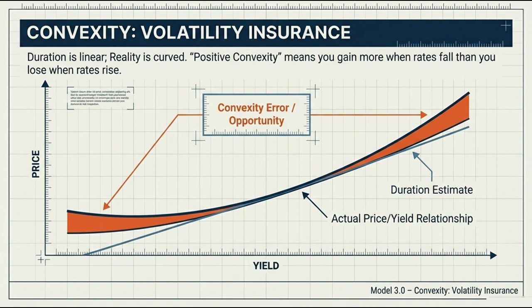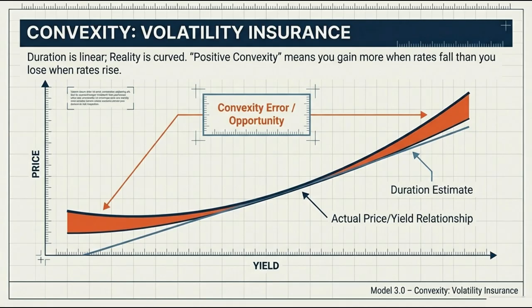And that curvature is precisely what convexity measures. It measures the rate of change of duration with respect to the yield. Mathematically, it's the second derivative of the price-yield function, and it provides a corrective adjustment to the duration approximation, making the overall price change estimate far more accurate for large moves. Okay, so we add a convexity term to the equation to catch the error. But what is the intuitive benefit of convexity for the person actually holding the bond?